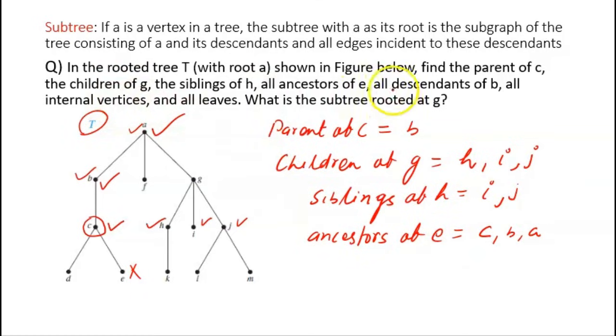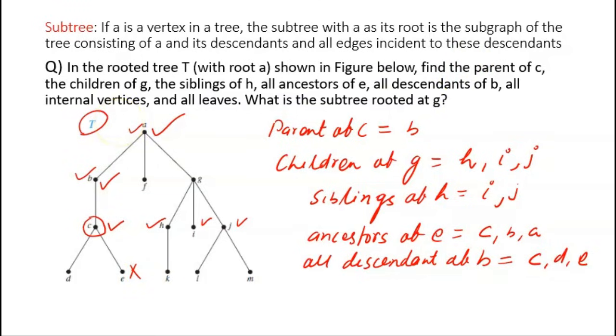Now the next question they are asking, all descendants of B. Those who do not know English or possibly might have studied in Hindi medium, can you put in the comment box what the meaning of these terms is in Hindi, right? So the descendants of B. Here, where is B? Yeah, this is B. So the descendants of B are C, D and E. Okay, so I write C, D and E.